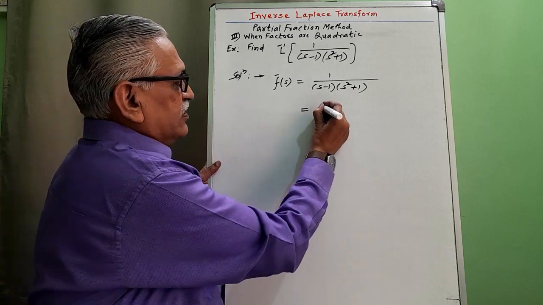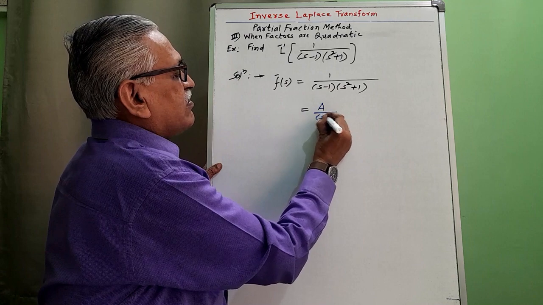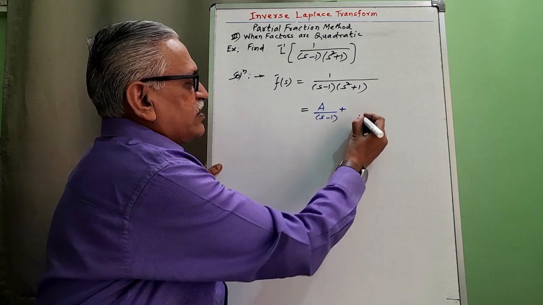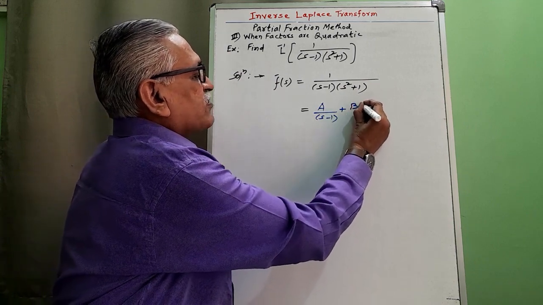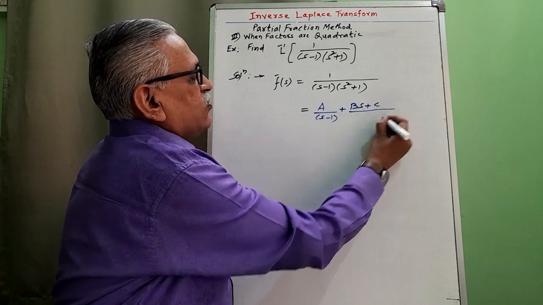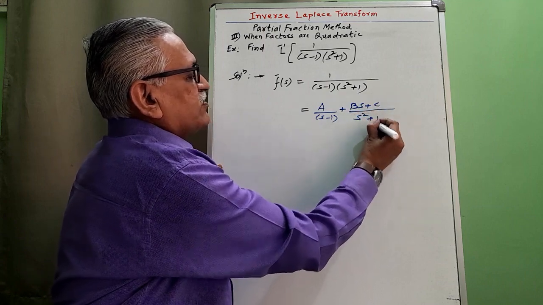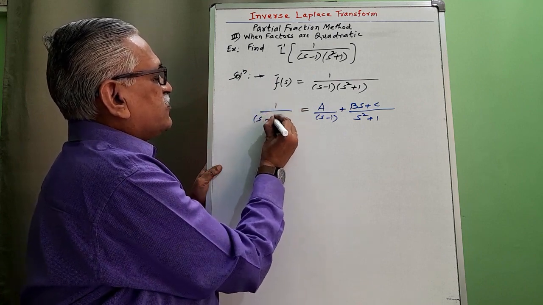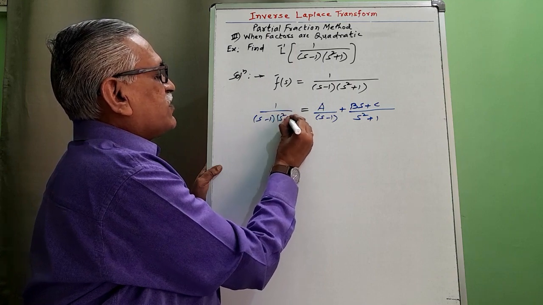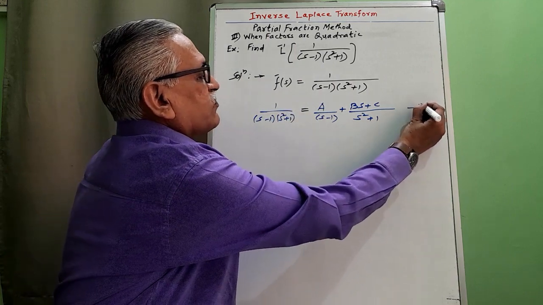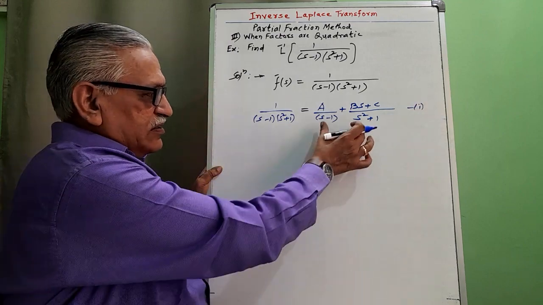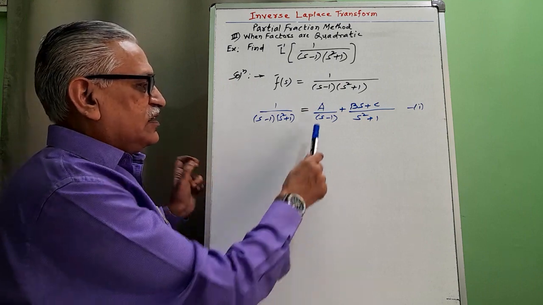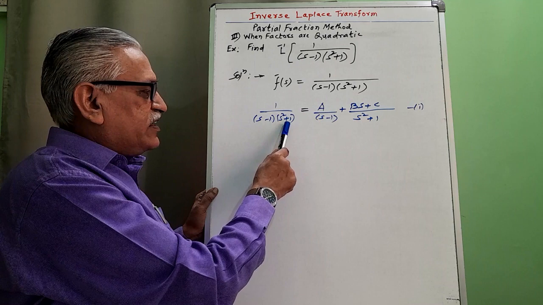for the first factor it is A upon (s minus 1), and whenever we have a quadratic factor, the way to write that partial fraction is (bs plus some constant c) divided by (s square plus 1), and that is 1 upon (s minus 1) into (s square plus 1). We call this equation 1. And again the LCM is this product, (s minus 1) into (s square plus 1). Dividing by this, s minus 1 gets cancelled, remaining is s square plus 1.